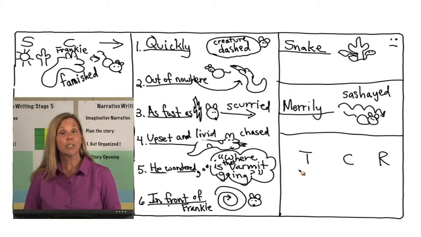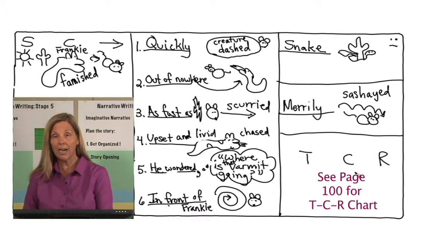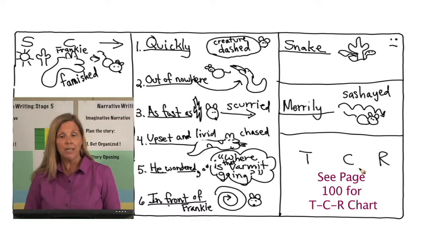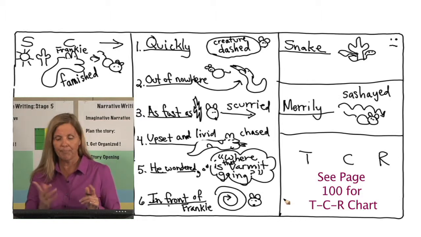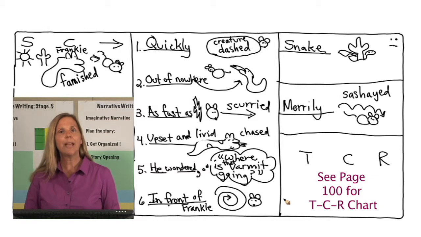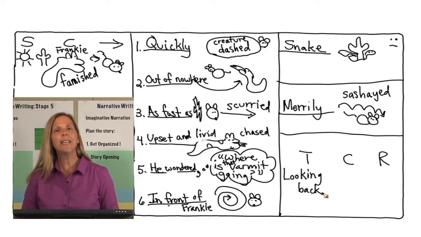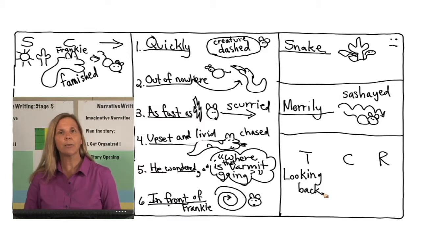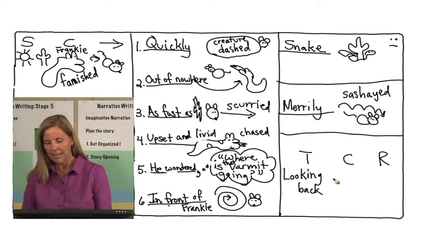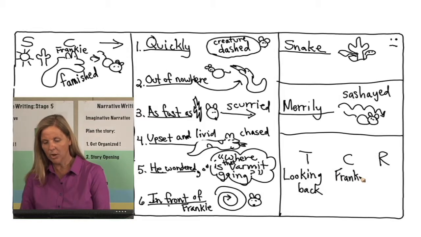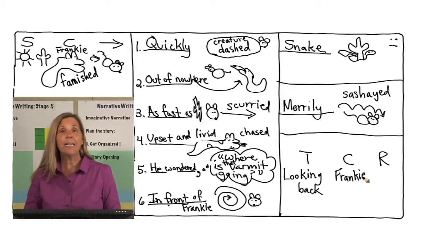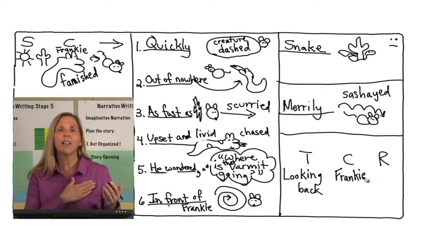Let's plan our TCR. Transition, character, reflection. How can we start our transition? In the end, after that day, looking back, from that day on. So we're going to give many different transitions. How about we put looking back? Who is the character that this is mostly about? We're going to say Snake. So let's put Frankie. Looking back, Frankie, now let's have our R, reflection.